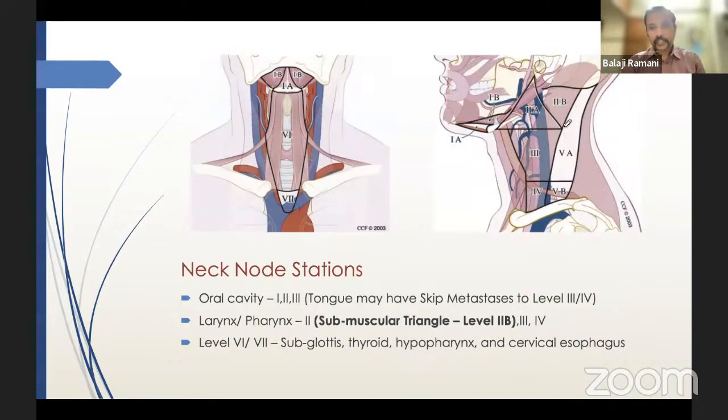Compartment 2B. You can see here that this is a submuscular triangle. It is completely under the muscle, under the sternomastoid. So that is why it is known as the submuscular triangle. So you've got the submental triangle, which is 1A, submandibular, which is 1B, and submuscular, which is going to be your 2B. Okay, so all these three are the various triangles which are associated with the neck here. Clear?